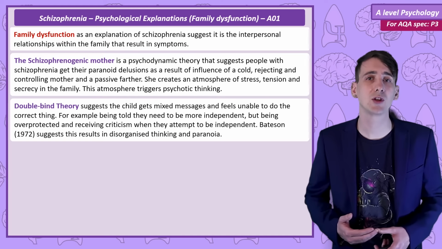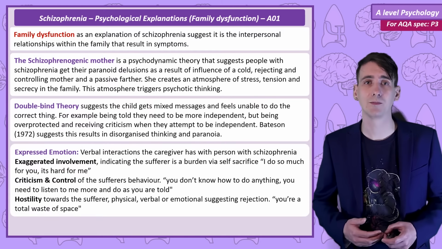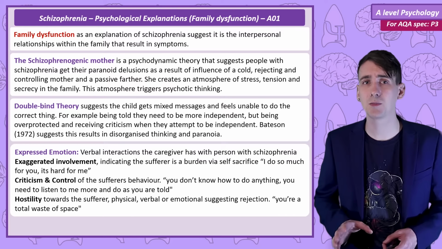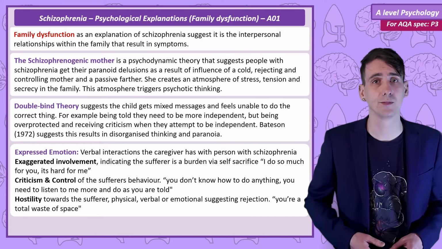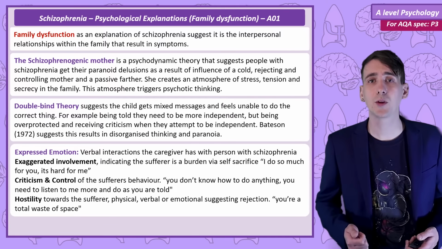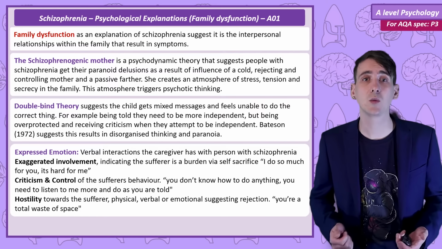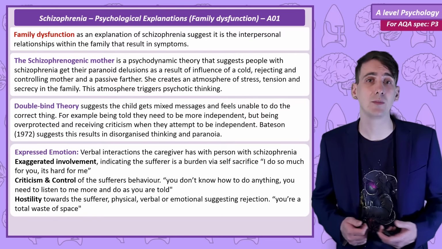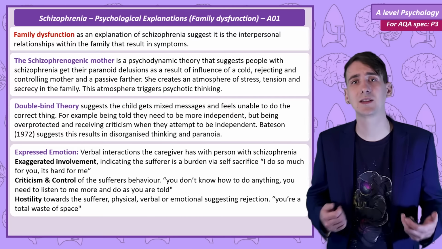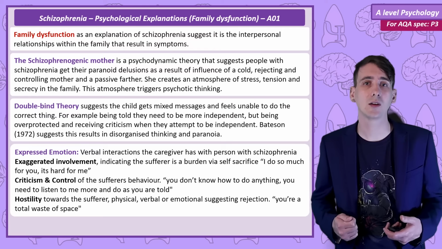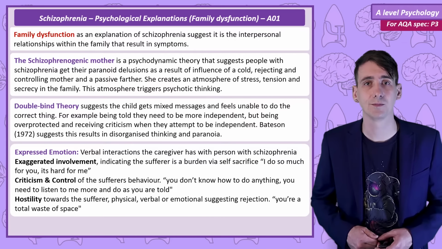And a final family dysfunction explanation is expressed emotion. This is the attitude that the caregivers have about the person with schizophrenia, measured by what the caregiver says about them. Examples of problematic social interactions are exaggerated involvement. This is where the caregiver emphasizes the level of burden that they have and how much they have to sacrifice, saying things like, "I do so much for you. It's so hard. My life revolves around looking after you."